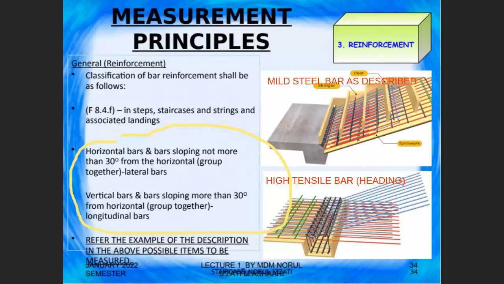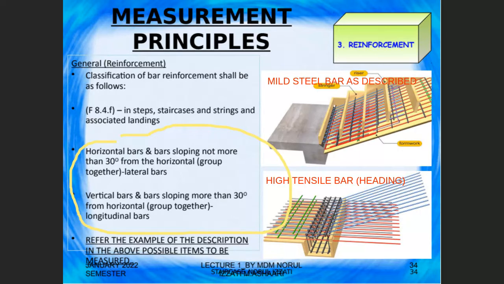Okay, so if you have the sloping and the horizontal bar that is more than 30 degrees from the horizontal, you can group together. This is in case you have this kind of category. What I would like to highlight is the horizontal bar, and if you have a bar that is sloping 30 degrees, you have to group together. If it is vertical, then it is sloping more than 30 degrees, also you have to group together.